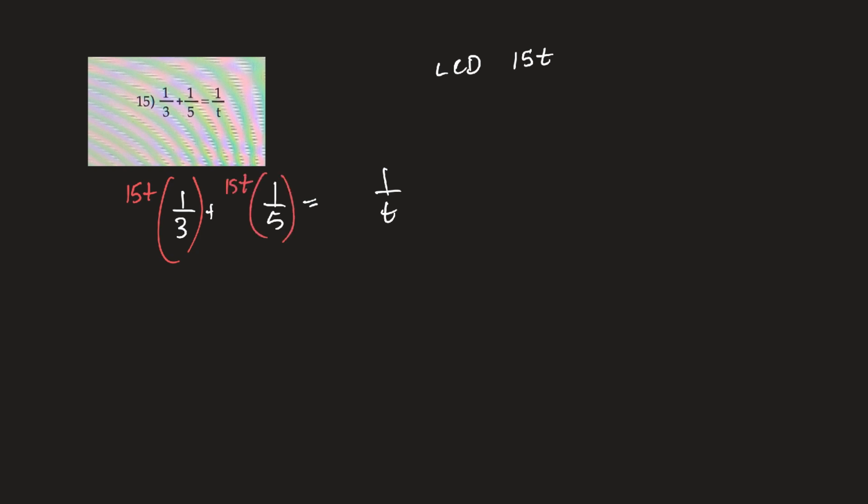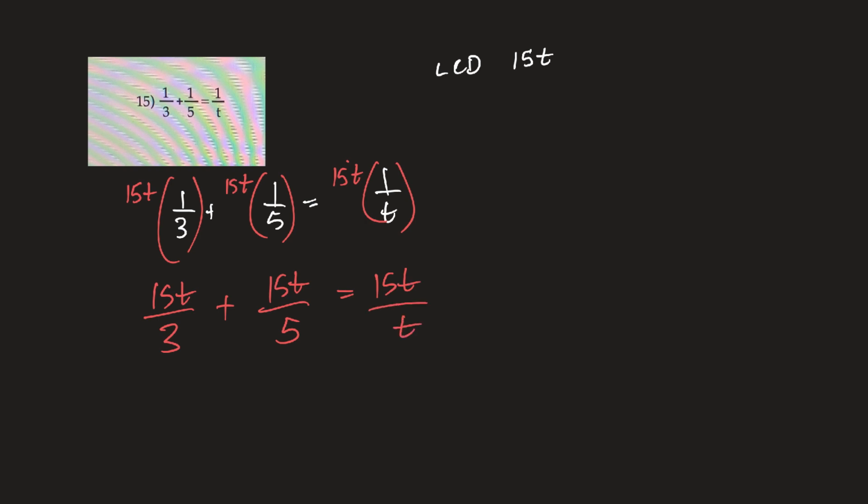So what you first need to do is find a lowest common denominator. Between 3 and 5 and t, your lowest common denominator would be 15t. Then you take each term and multiply it by that lowest common denominator. So 15t over 3 plus 15t over 5 is equal to 15t over t.